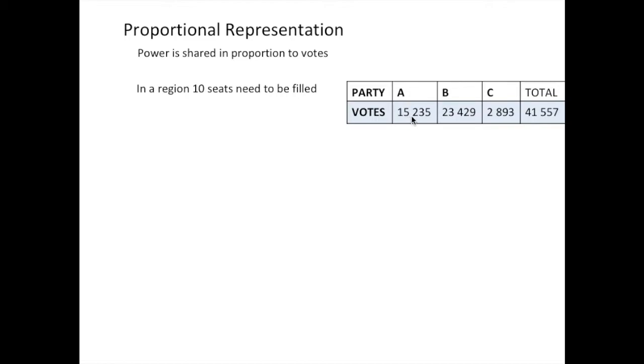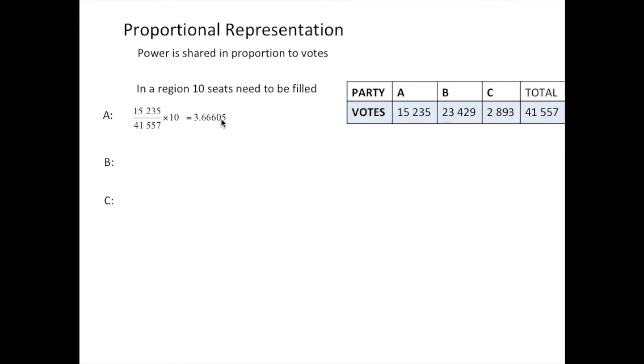A has 15,235 votes. B has 23,429 votes. Party C has 2,893 votes. And in total, that's 41,557 votes. We figure out, well, what proportion of the 10 seats does Party A get? We're going to look at what proportion A has out of 41,557. A has 15,235 out of 41,557, and then we're multiplying that proportion times 10, and that's going to give us 3.66605, and it goes on for a while.